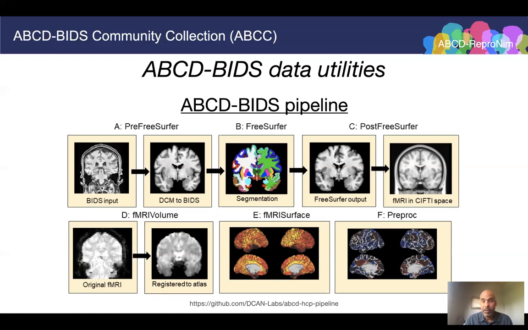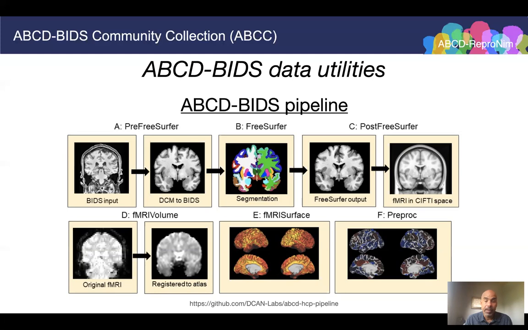The FreeSurfer section, a post-FreeSurfer section, which begins to generate outputs in a GIFTI format, which is consistent with the Human Connectome Project. There's an fMRI volume stage, which does a lot of the similar types of volume pre-processing of fMRI data that we had talked about earlier.